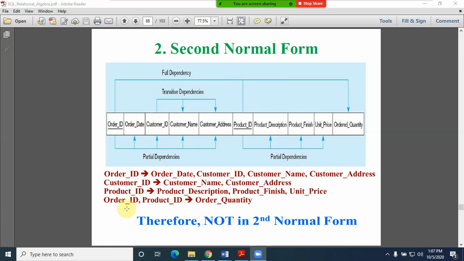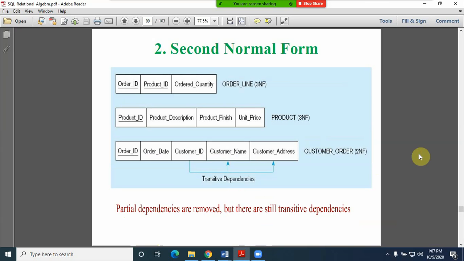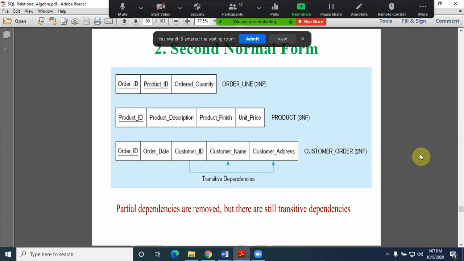Now, observing these notations, as per our definition of the second normal form, every non-key attribute must be fully functionally dependent on the key. Here the key is order ID, product ID. So definitely we can say that this is not in the second normal form, but of course it is in the first normal form. Now, for the second normal form, partial dependencies must be removed.